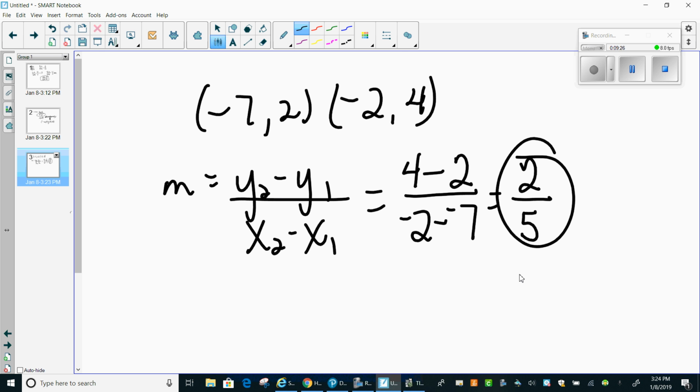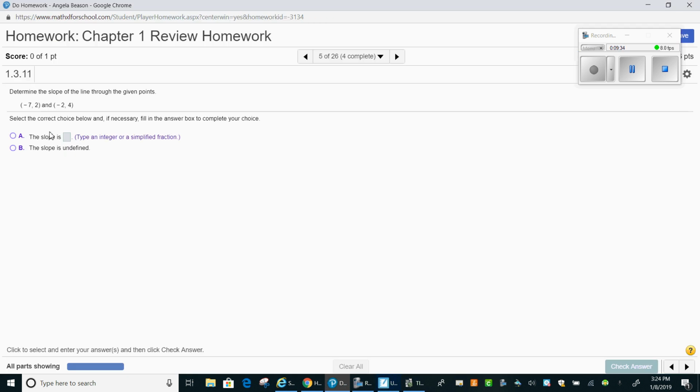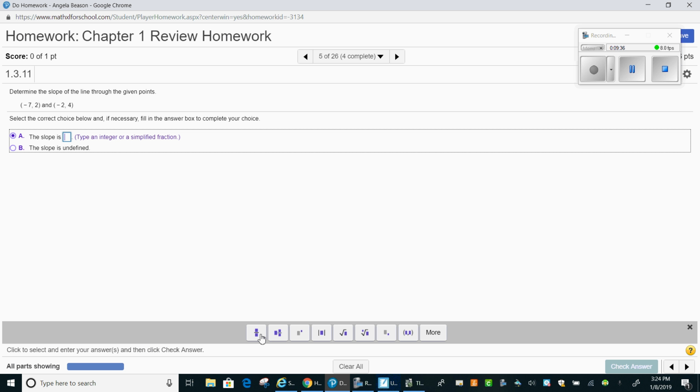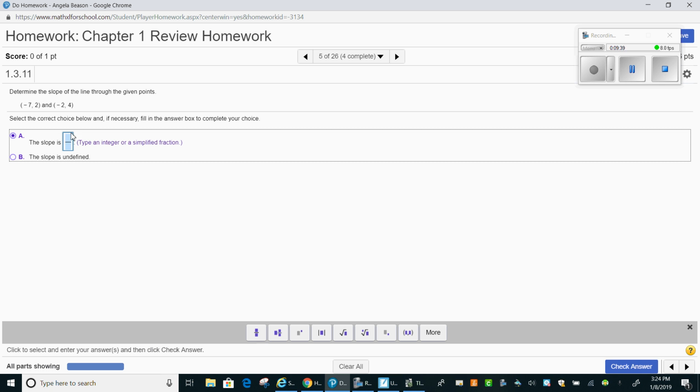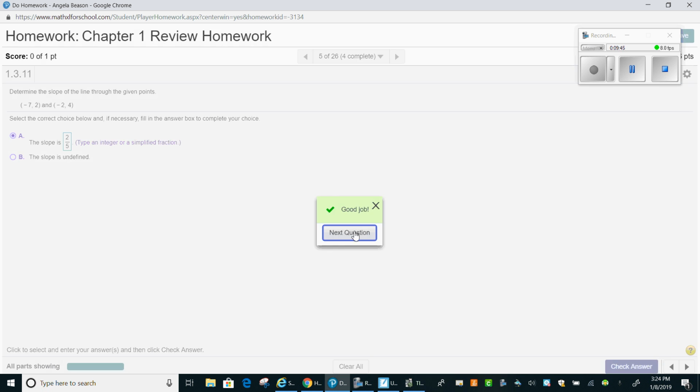You need to pause me, slow it down, back it up, whatever you need to do. I'm going to be kind of going fast, but you can always pause it and rewind and watch it again. All right, the slope is 2 over 5. All right, that is correct.